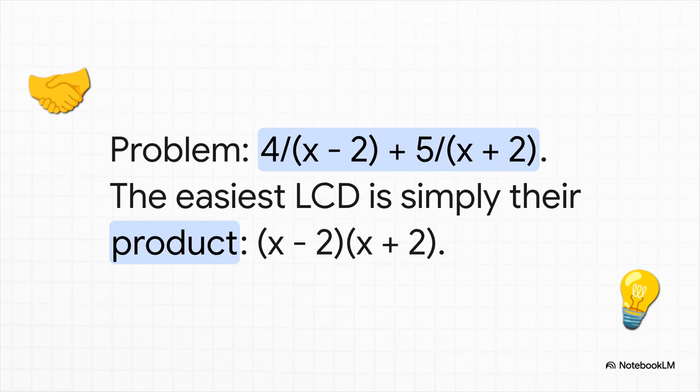Well, when you have two totally distinct things like this, the easiest LCD is simply their product. You just multiply them together. So it's x minus 2 times x plus 2.